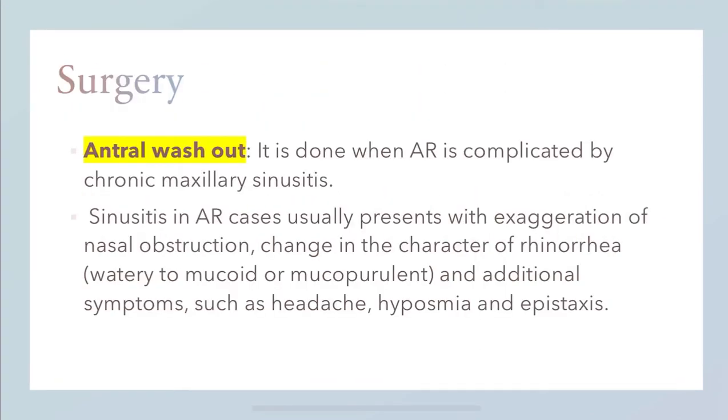Surgery, antral washout. It is done when the allergic rhinitis is being complicated by chronic maxillary sinusitis. We saw under the complications of allergic rhinitis that one of the complications was sinusitis. With chronic maxillary sinusitis associated with allergic rhinitis, we have to go for antral washout. Sinusitis in allergic rhinitis cases will present with exaggeration of nasal obstruction because of the nasal polyps, and there is a change in the character of rhinorrhea.